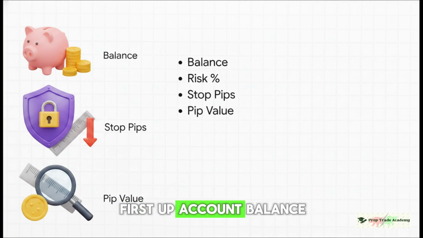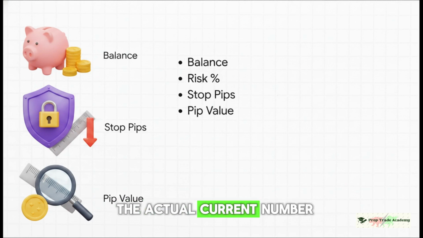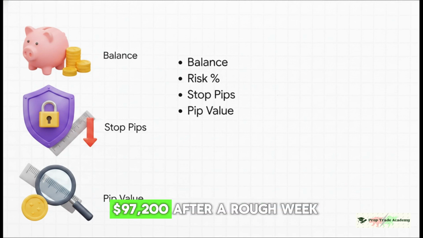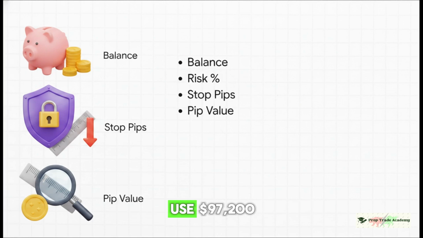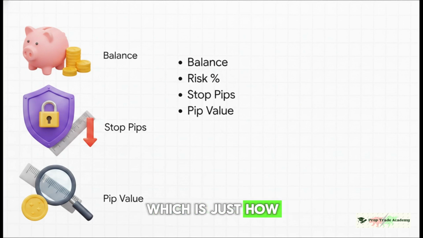First up, account balance. This is the simplest one. It's exactly what your account shows right now when you log in. Not what you started with, not your initial deposit, the actual current number. If you're sitting at $97,200 after a rough week, use $97,200. You've got to update this number every single session. Next is risk percentage, which is just how much of your account you're willing to lose on this specific trade.